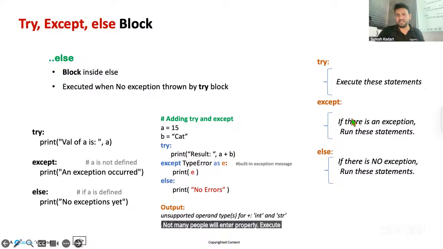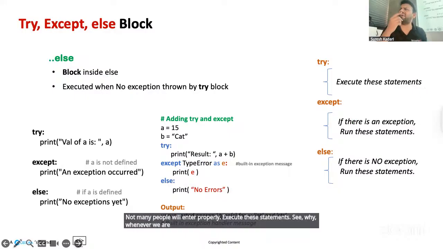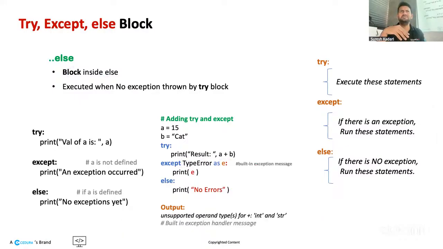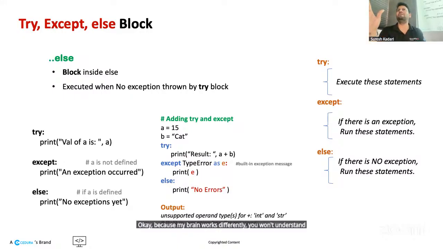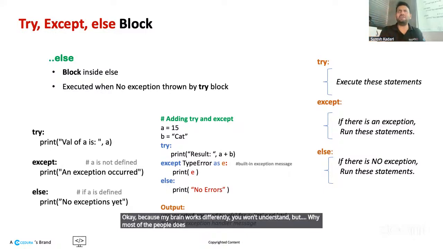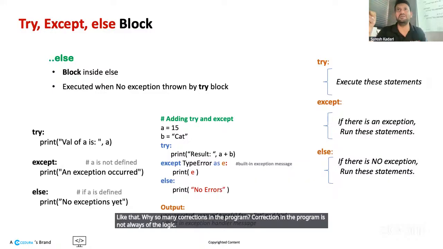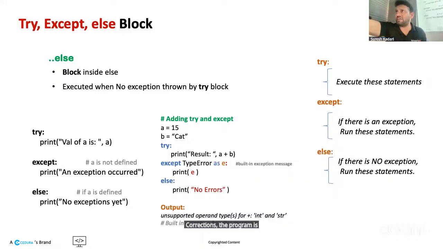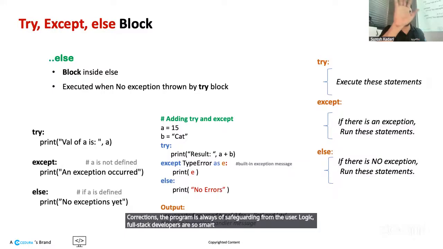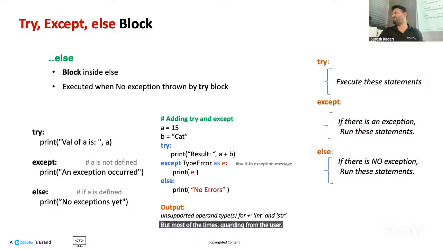Execute these statements. See, whenever we are entering data, why do we make mistakes? I do a lot of mistakes in entering data, because my brain works differently, you won't understand. But why do most people make mistakes? Why does it become a trouble for developers, with so many corrections in the program? Correction in the program is not always about the logic; it is always about safeguarding from the user. Full stack developers are so smart, they rarely make mistakes with the logic. But most of the time it is guarding from the user. You understand? So why do we make mistakes?